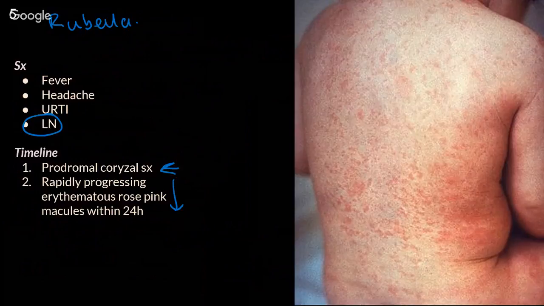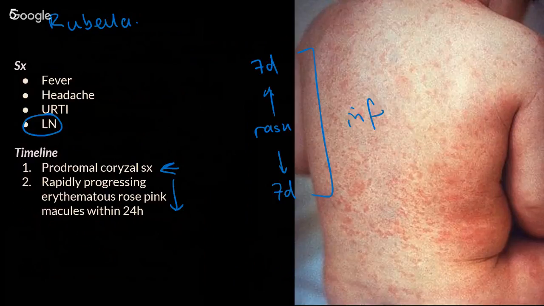Now, what's important to remember about rubella is that, so we'll say a rash. Okay. So 7 days before and 7 days after, this is the total infectious period, which is why it was so disastrous back in those days when we didn't have vaccination against it. So before you actually showed symptoms, you were still infectious with the condition.